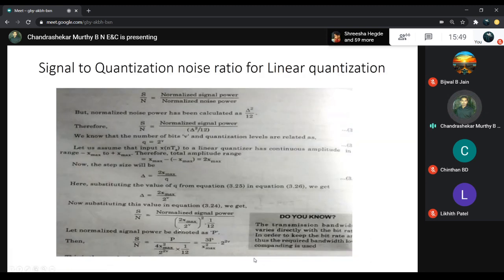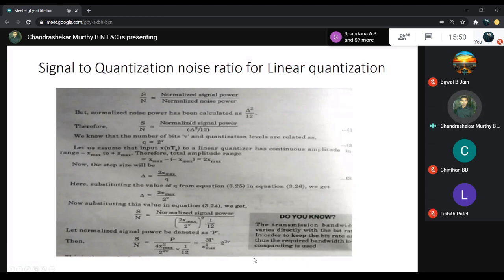Next we'll discuss the signal to quantization noise ratio, that is S by N, for a linear quantization, which is nothing but a uniform quantization. Here the signal to noise ratio S by N is equal to the normalized signal power divided by the normalized noise power. We already calculated the normalized noise power, that is delta square by 12.